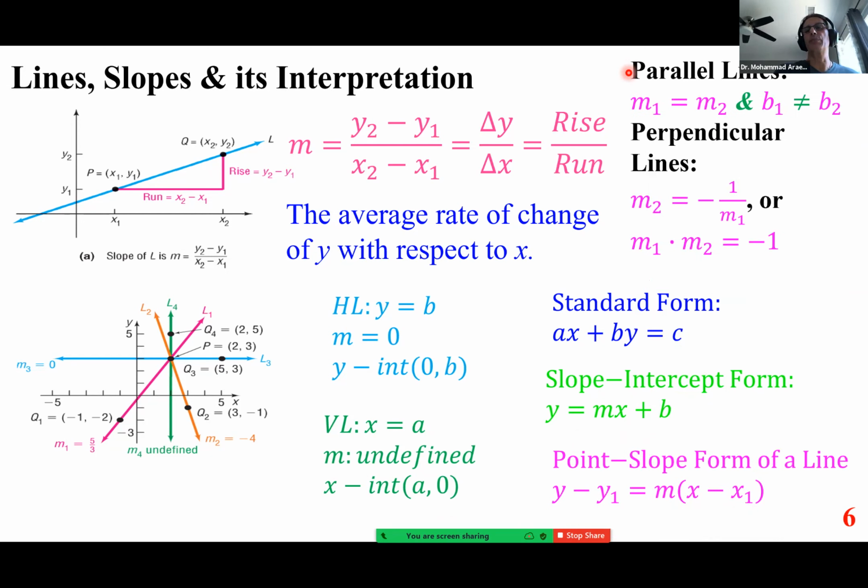Two lines are considered parallel if they have equal slopes and different y-intercepts. Two lines are considered perpendicular, making a 90-degree angle at the point of intersection, if their slopes are negative reciprocals of each other, or their product is -1. This whole page is just to refresh your memory about linear functions and lines and their graphs. So hopefully everybody is in good shape with that.